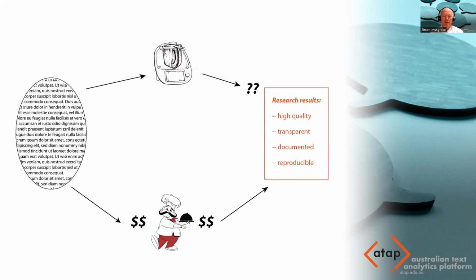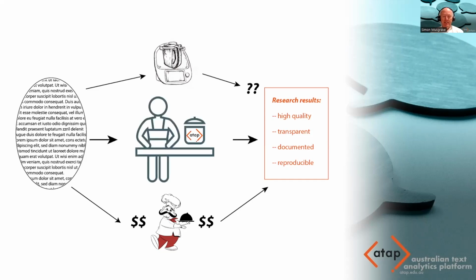We can call another possibility the MasterChef approach. Hire an expert to write code which does exactly what you want. This approach will get us what we want, but it may be expensive. And if the problem we are addressing changes, even slightly, we will need to bring the chef back and pay them again.